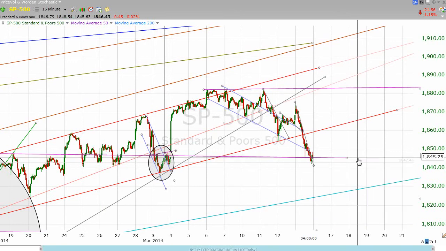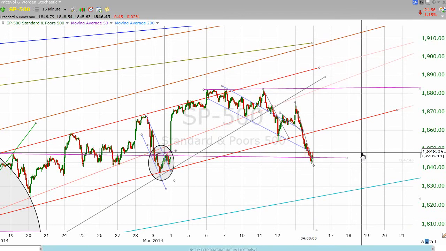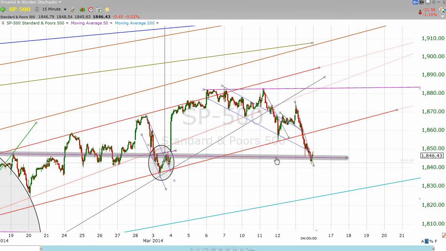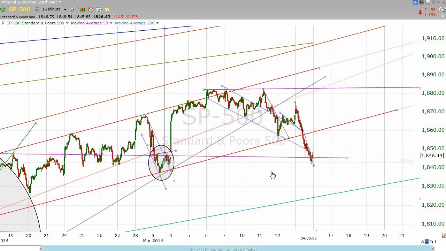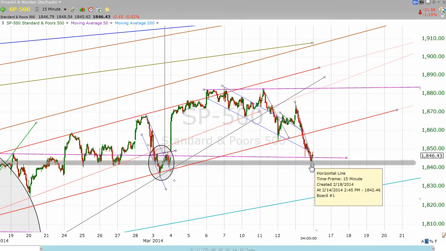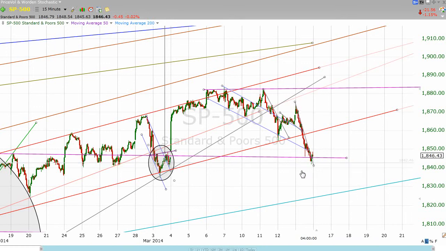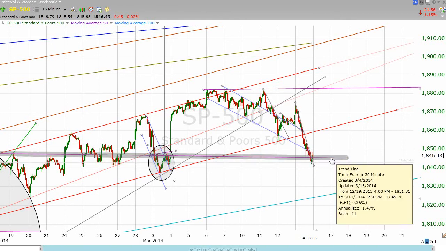And I know I'd been saying 1848. I'm going to put a little bit of leeway into that, if you don't mind, because the line really isn't in stone per se, and I think we need to give it just a little bit of room and not panic over that little dip that we saw today underneath that neckline.